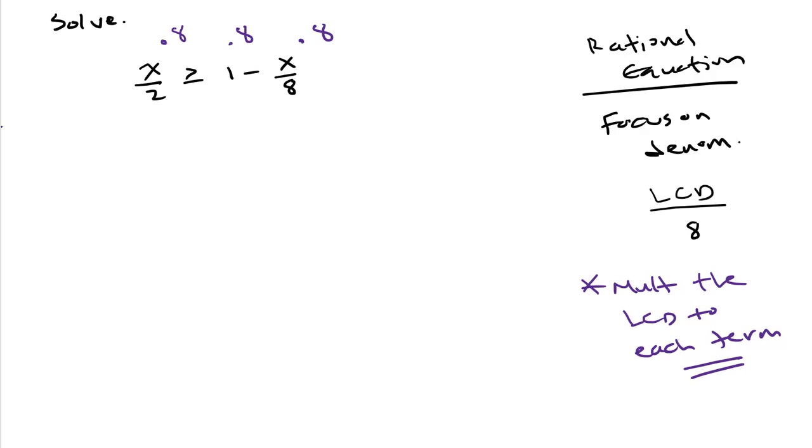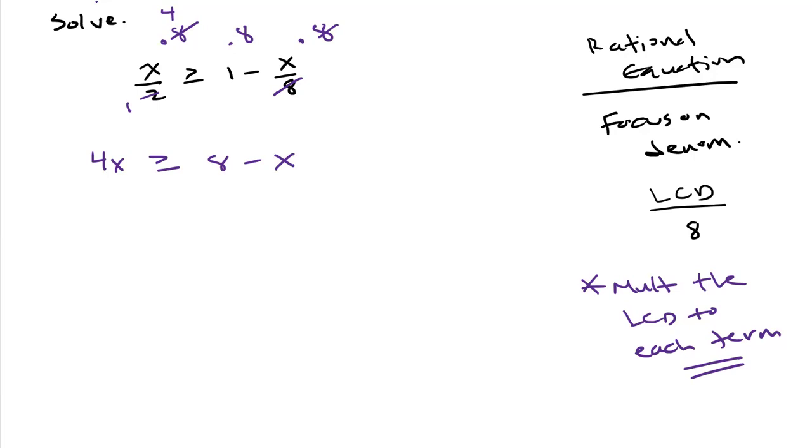And then I'm just going to simplify this. I know 2 goes into 2 one time, and 2 goes into 8 4 times. So that means I have 4 times x on the left side. I still have the inequality. Then I have 1 times 8, which is just 8. And the 8's here go away. This 8 here will cancel with this 8 here, so I only have the x left over.